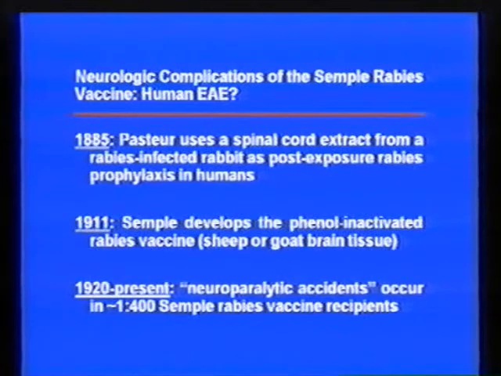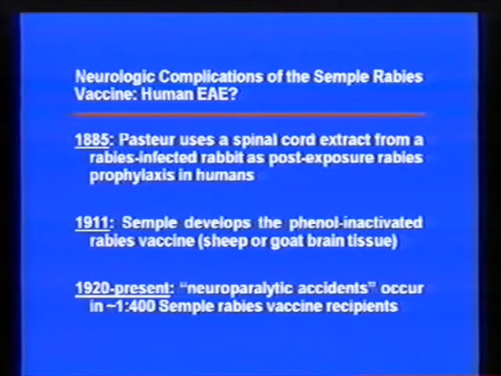So this phenol inactivated brain tissue is now referred to as the Semple rabies vaccine. And the way this is given is a human who's been potentially exposed to a rabid animal gets a series of injections of this material, and it induces a protective immunity. And indeed it was, I think, Rivers and Schenker who hypothesized that the neurological complications that came about from this were not because the humans were being exposed to rabies, but because they were being repeatedly injected with brain material. So this is actually how EAE came about.